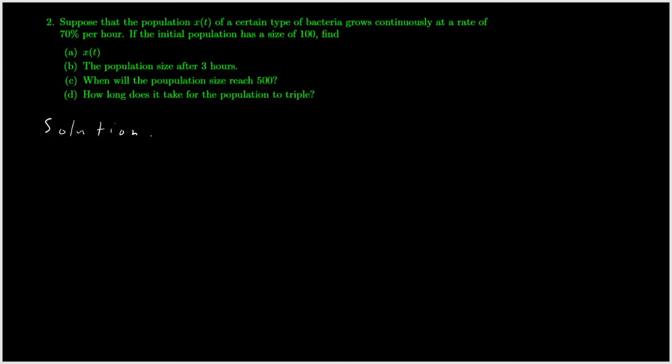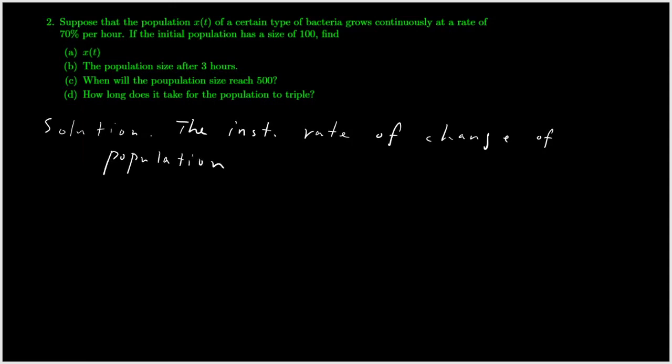I will write something down. Okay. The instantaneous rate of change. Instantaneous, so rate of change of the population is 70% on the current population, which is 0.7, and then times the current population. We are going to use x of t. I just write x. Okay.